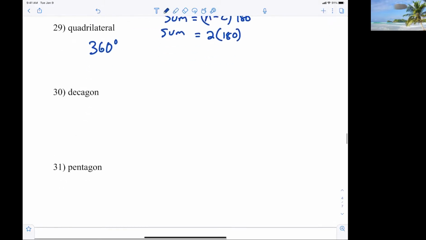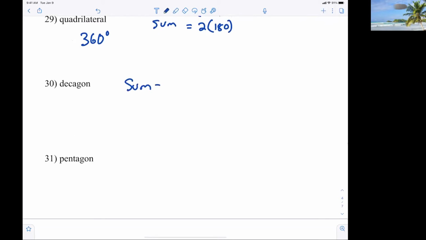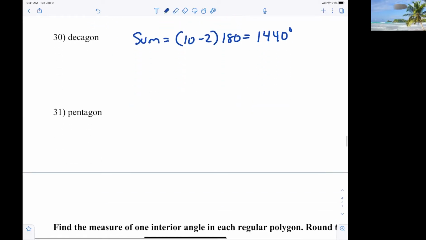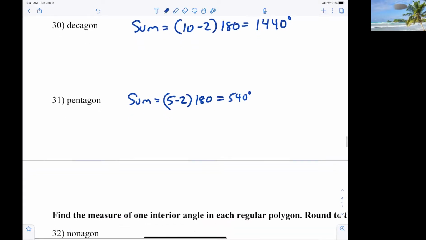Jolie, what? Right. What? 10 what? Then what? Yay. Thank you. 1440. Good work. Next. Yes, 504 degrees. Nice.